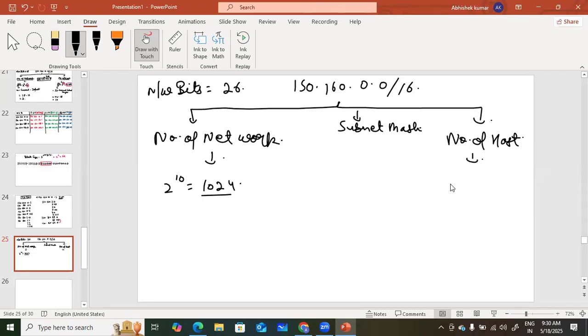32 minus 26, sorry, 26. 2 to the power 6, which is 64. Exactly, you're right. And what will be the subnet mask? 255.255.255.192. Sorry, 192, not 128. 2 to the power 7... 2 to the power 3. Clear?